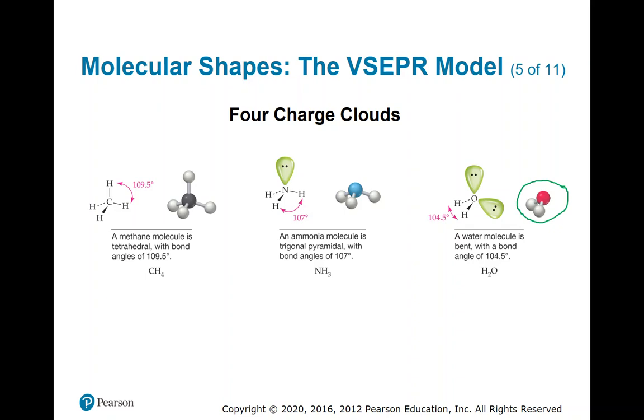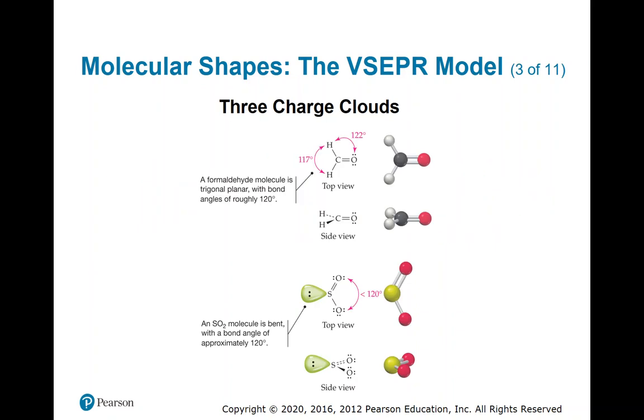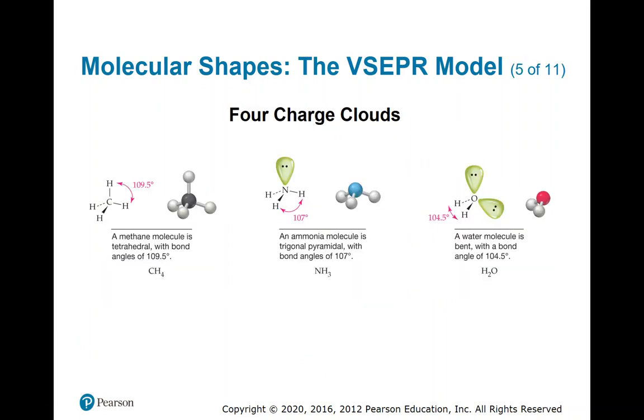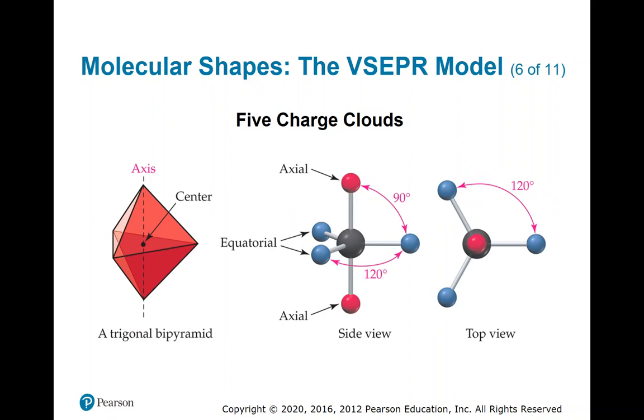The oxygen's in red, the hydrogens are in white, and this is also referred to as bent, not to be confused with the bent shape that we saw with sulfur dioxide. So confusingly enough, there are two different types of molecular geometry that are referred to as bent with different bond angles, so you will need to remember that. So those are the three situations we're going to consider where we have 4 charge clouds. Let's move on to a situation with 5 charge clouds.